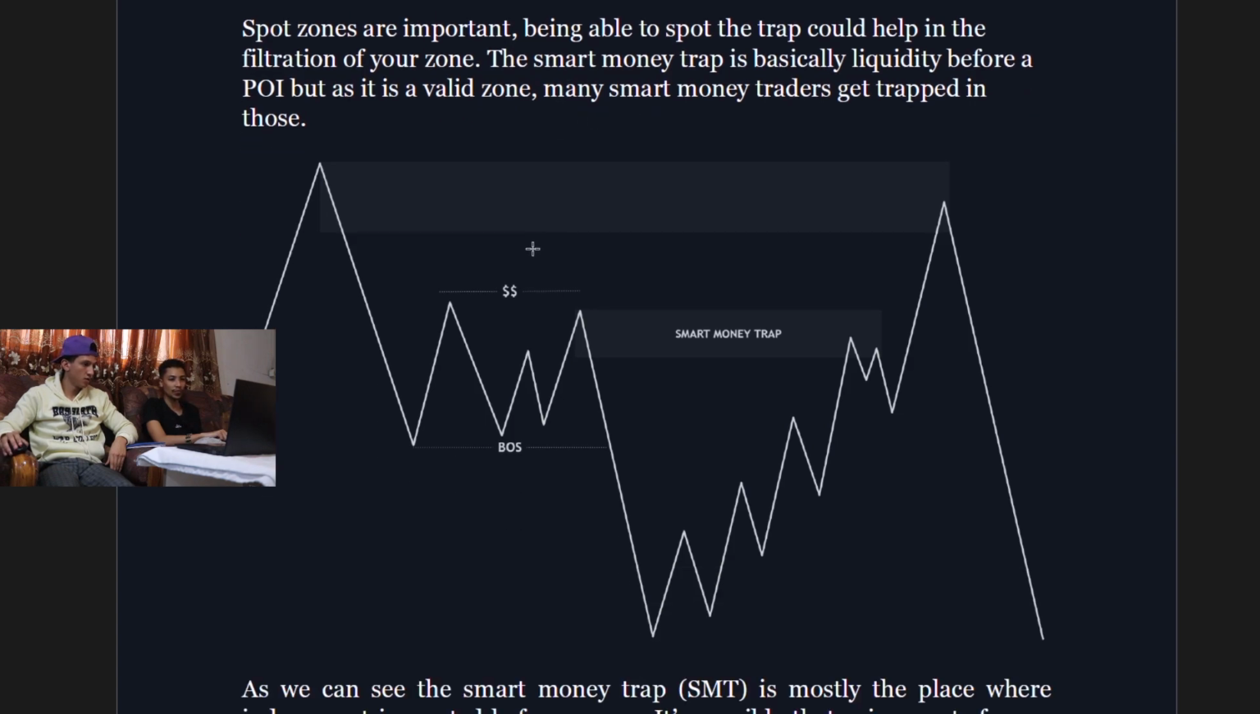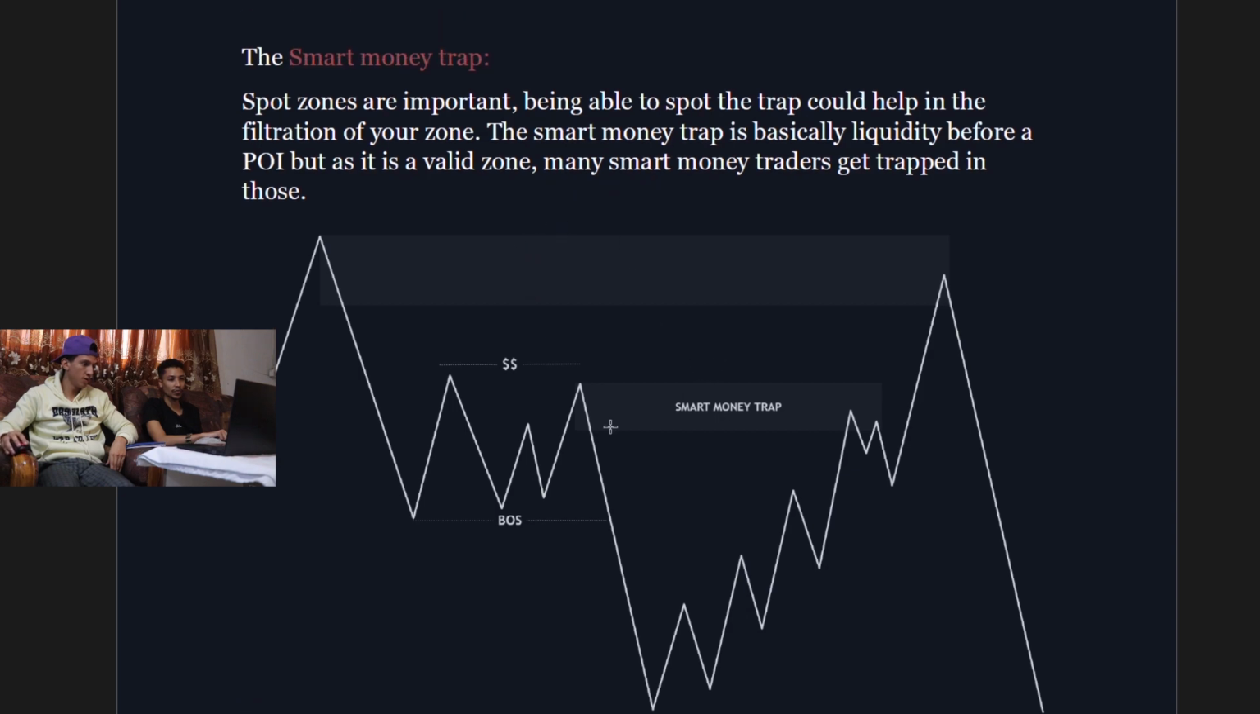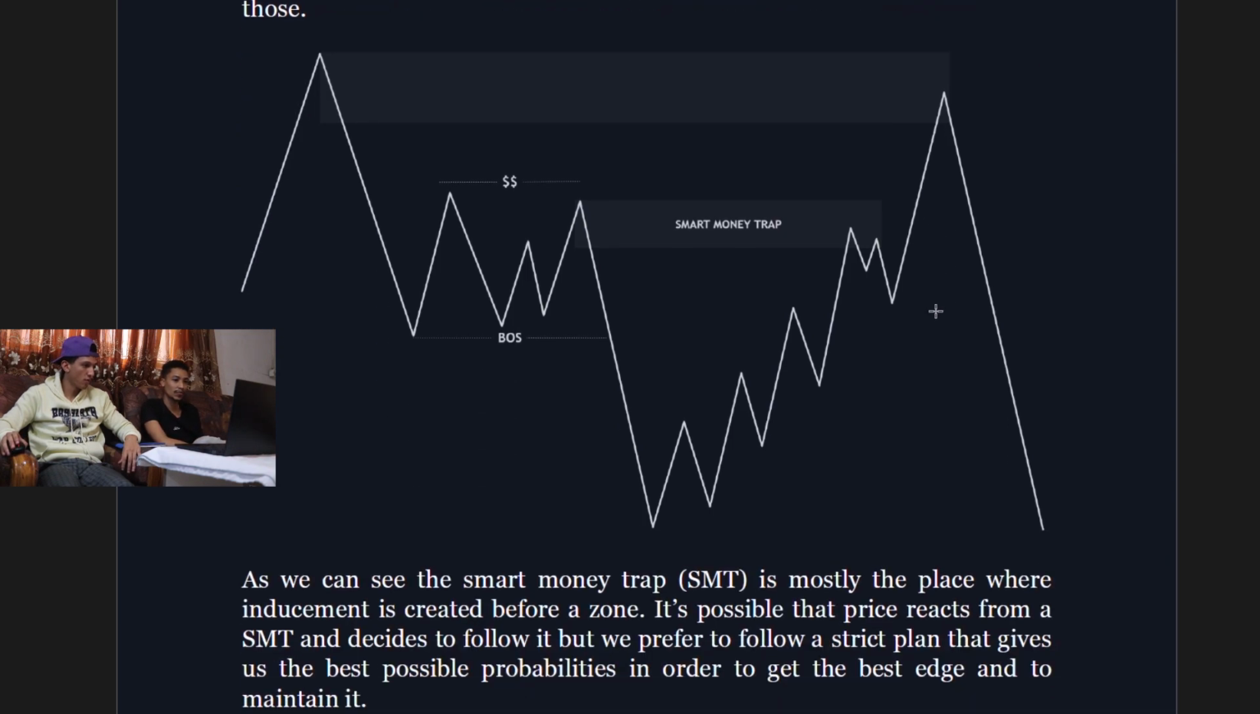Okay, so here's basically a smart money trap. You can see there's sell side liquidity. When you identify this, you could think this is an order block, because it has, for example, a break of structure and the liquidity part to it, and it still gives you signs of being an order block. So there's your sell side liquidity, a smart money trap, and this here on top becomes your order block.